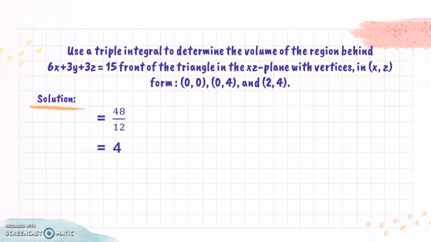And that's it. The volume of the region behind the given plane and in front of the triangle's vertices is 4. So that's all for this video.